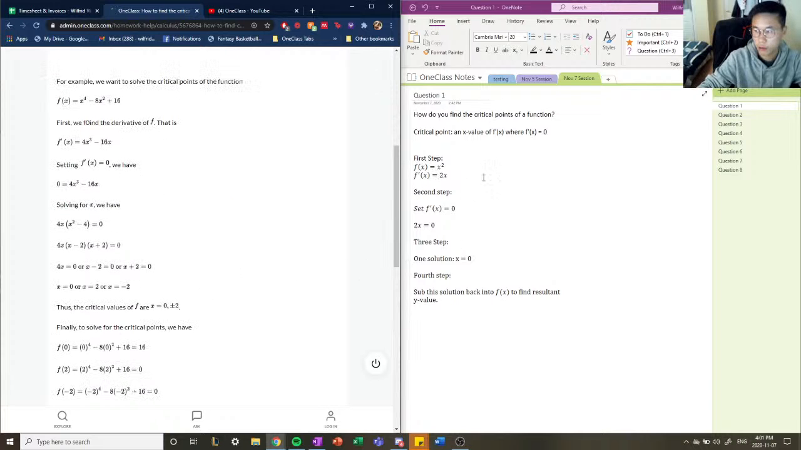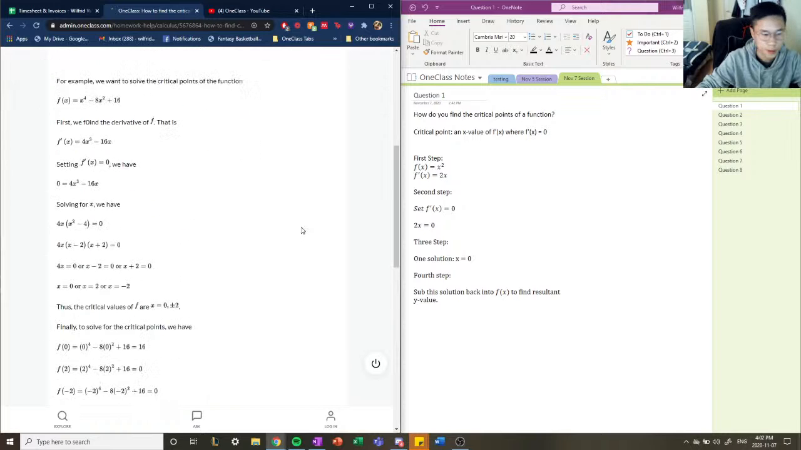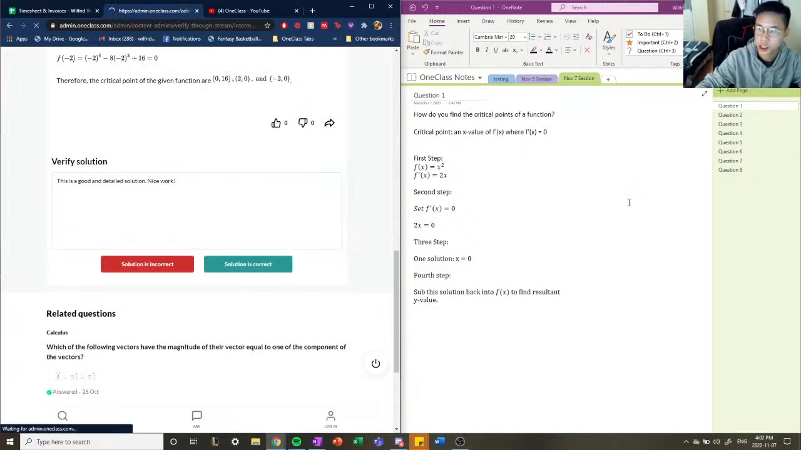So I laid it out with x squared because this is a very simple example, but that is the general baseline of how you find the critical points of a function. There are obviously other ways of finding it by using its second derivative, but we're not going to cover that here. Okay, so we're going to move on to the next question.